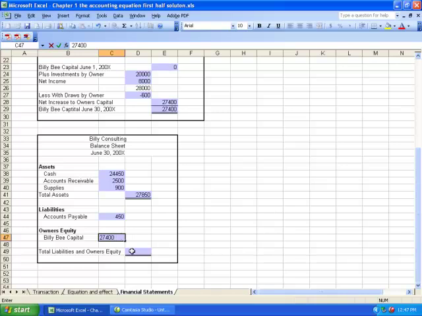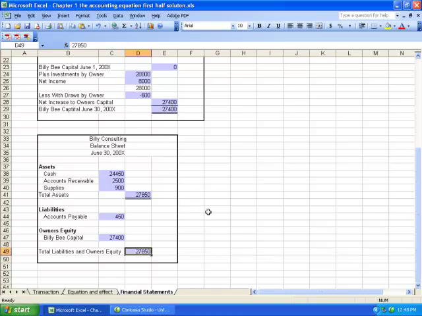And then finally, the last thing we have to complete is total liabilities and owner's equity, which is $450 plus $27,400. That gives us $27,850, and we see that the accounting equation has remained in balance. Our assets equal our liabilities plus our owner's equity, which is $27,850 in both cases, and so we've concluded our balance sheet.